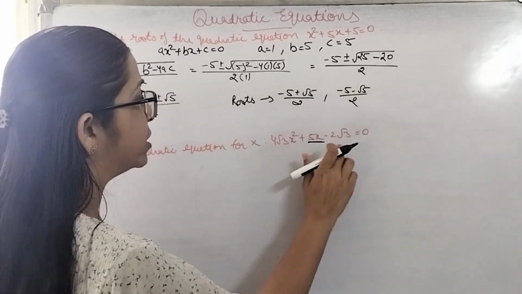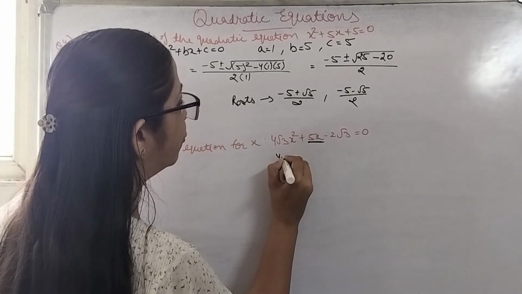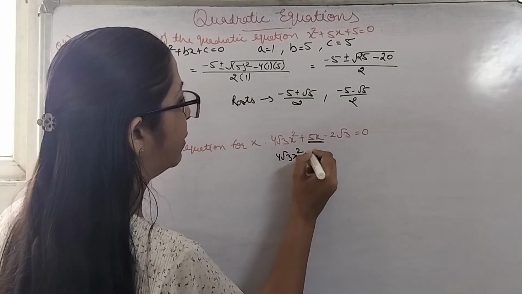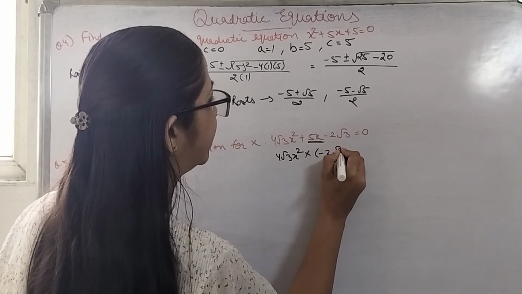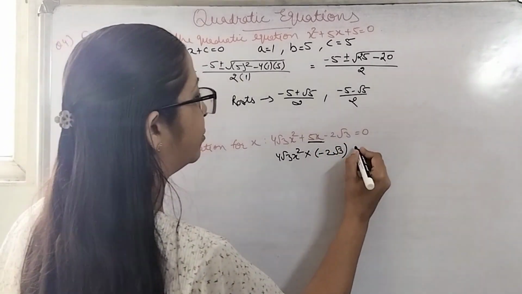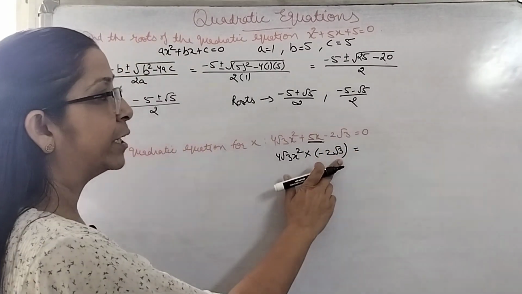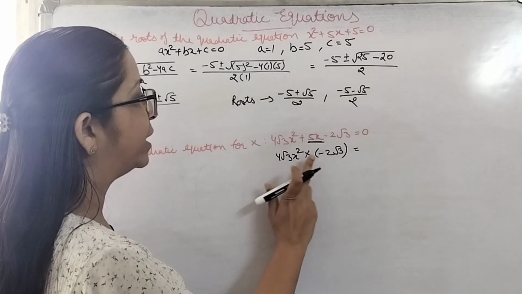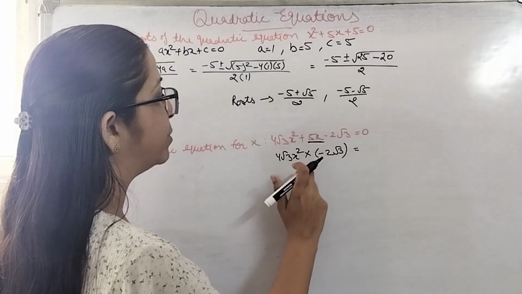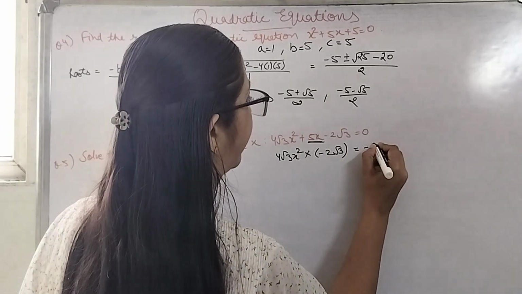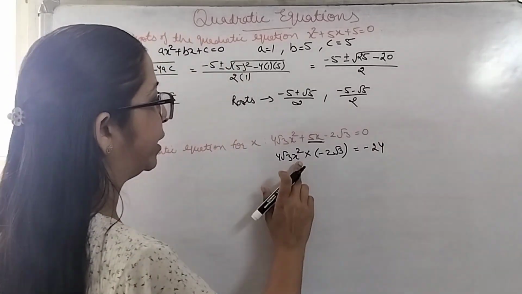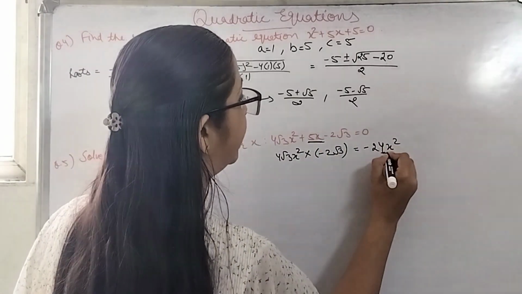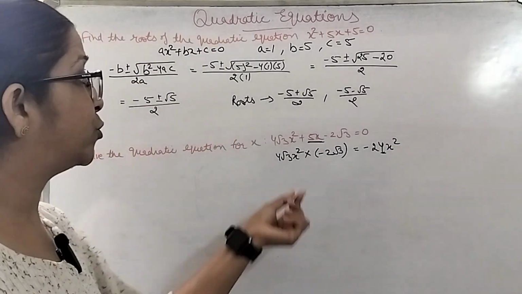So what is the product of the first and third term? First of all, check it out. 4 root 3 x square multiplied by minus 2 root 3. So the product: root 3 multiplied by root 3 will be 3, 4 multiplied by 2 is 8, 8 multiplied by 3, 8 threes are 24. So minus 24 x square should be the product of the two terms in which we are splitting the middle one.